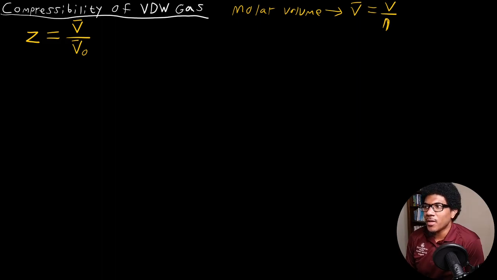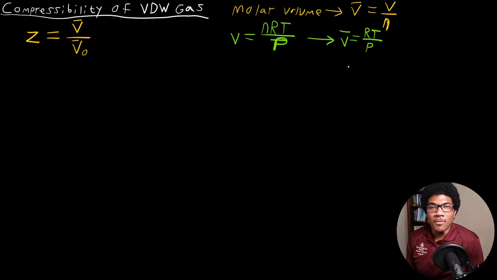So what we can do is rewrite the ideal gas law and the van der Waals equation in terms of molar volume. We know that the ideal gas law is PV equals nRT. To rewrite this in terms of molar volume, all we have to do is divide both sides by n. If we do that, we end up with V bar equal to RT over P. That should be pressure here. So that gives us our molar volume in the ideal case, just by dividing both sides by n.